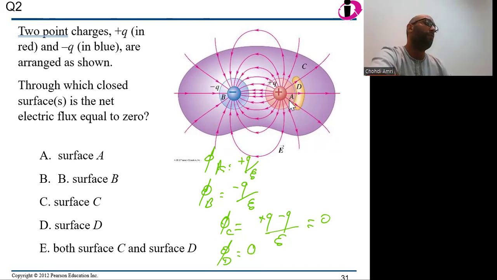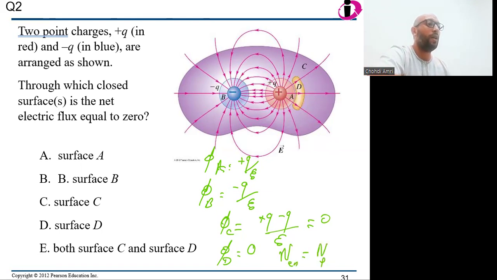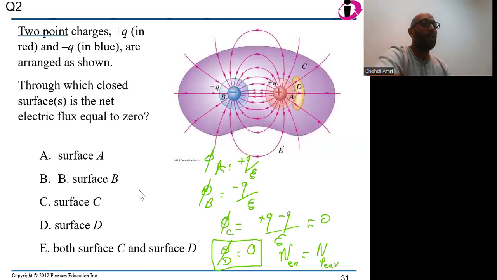And the number of electric field lines entering the surface D is equal to the number of electric field lines leaving the same surface. So let's write N entering equals N leaving. So the electric flux in this case is zero. Okay, so the question: through which closed surface is the net flux equal to zero? So we can say for both C and D.